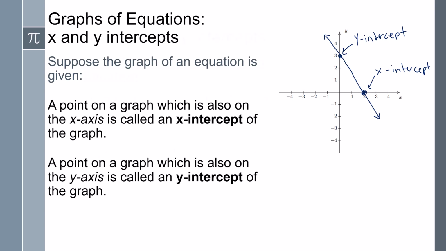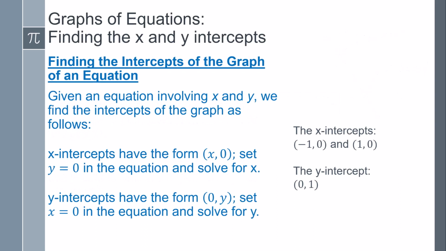Now, if we know that, we're going to extrapolate that information and be able to determine what our x and y intercepts are. So when we find the intercepts of a graph, of an equation, we are going to create two separate scenarios. So given an equation involving x and y, we find the intercepts of the graph as follows. To find the x-intercept, they have this form, which means we write our answer as a point, but we set the y equal to 0 in the equation and we solve for x. So to find the x-intercept, we set y equal to 0.